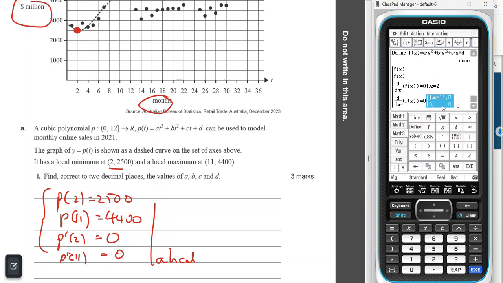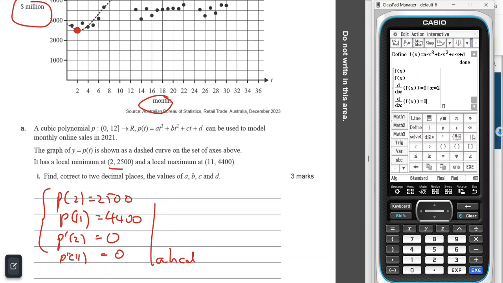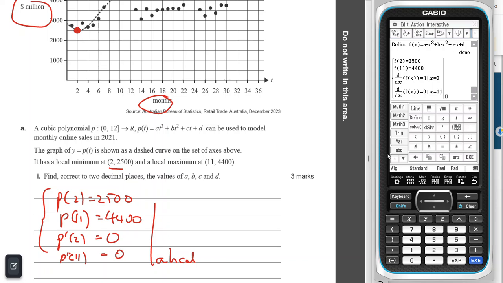Copy, get rid of all of that. Given, paste. But up here I can do f of 2 equals 2500 and f of 11 equals 4400, and solve for A, B, C, and D.